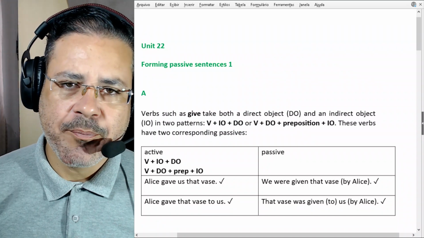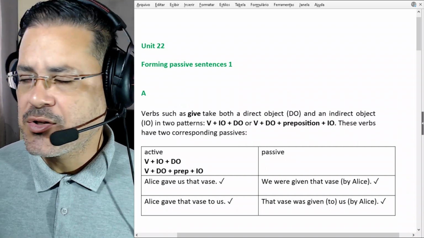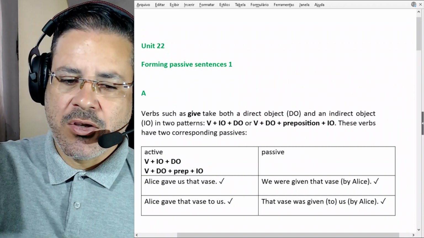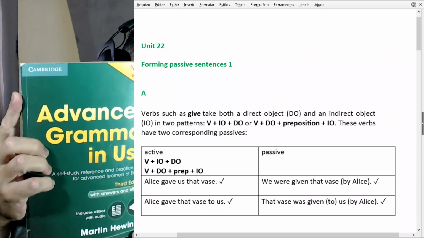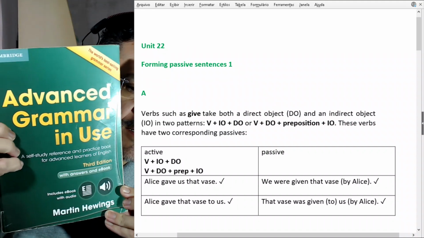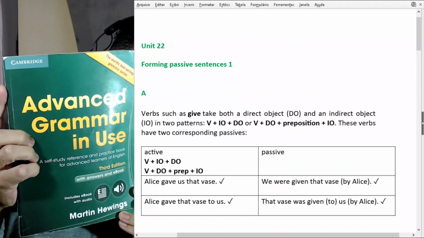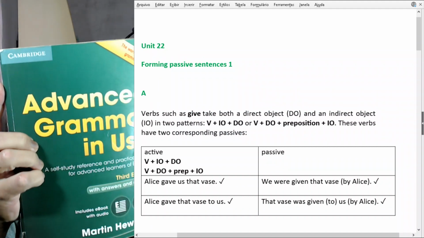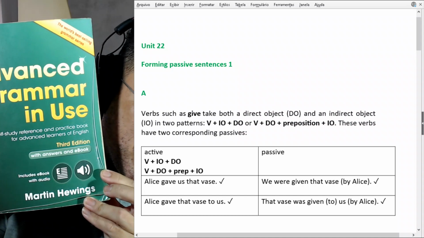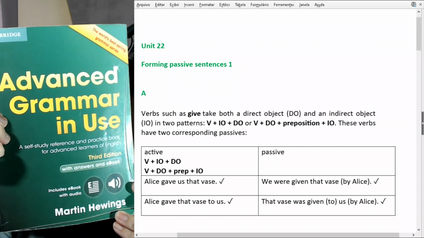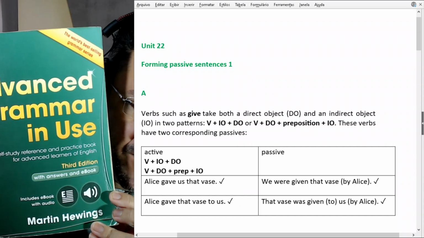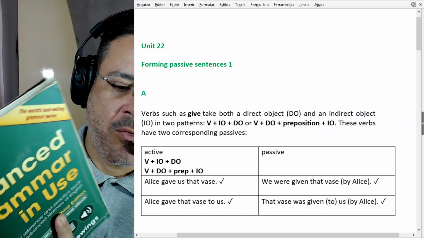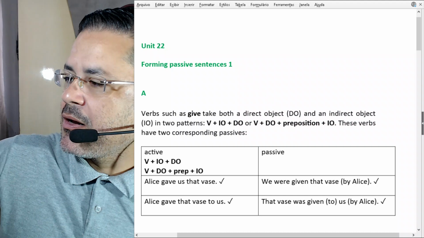Onwards and upwards with our advanced grammar in use. Specifically talking, if you are new to the channel, about Advanced Grammar in Use from Cambridge University by Martin Hewings. This is a self-study reference and practice book for advanced learners of English. We're moving on with our lessons.